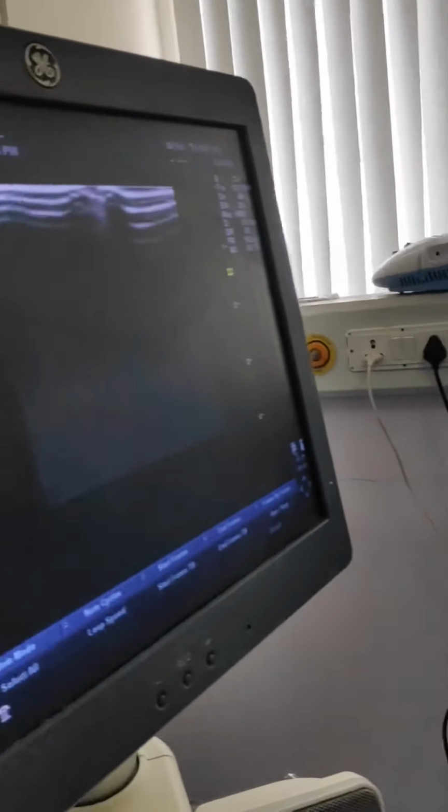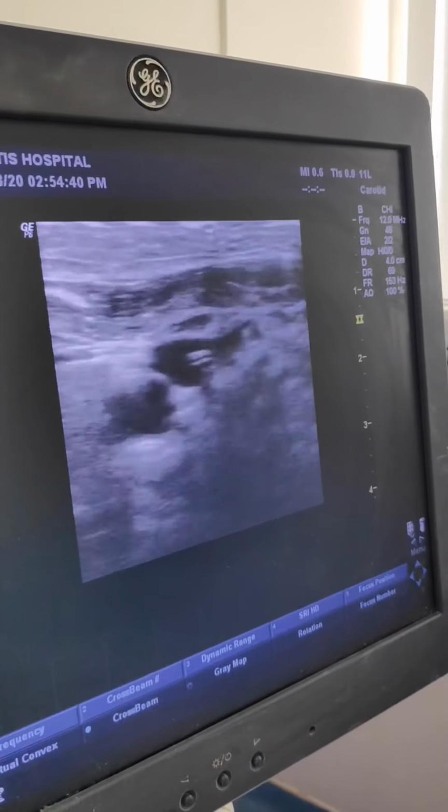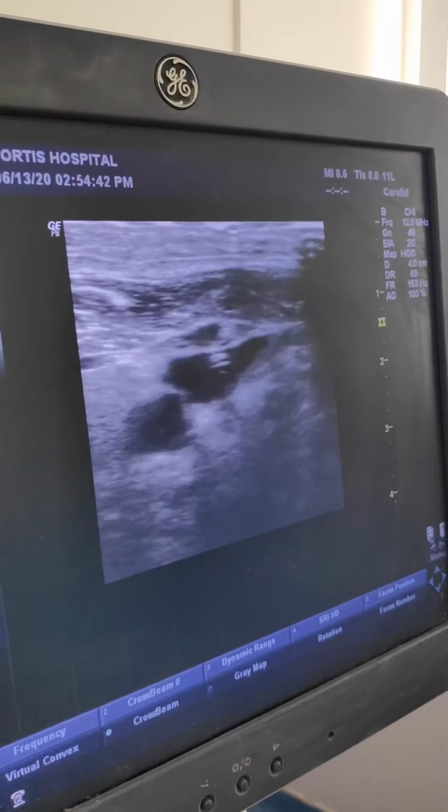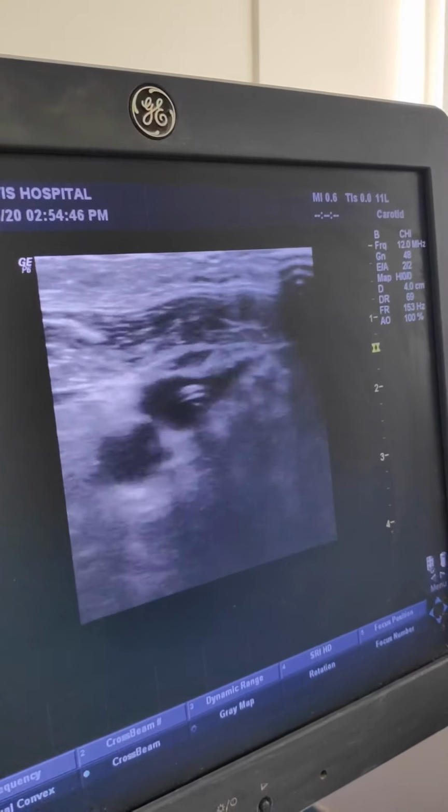At this point, I want to see the central line once again on the USG machine. Yes, all the three lumens of the line are visible inside the internal jugular vein.